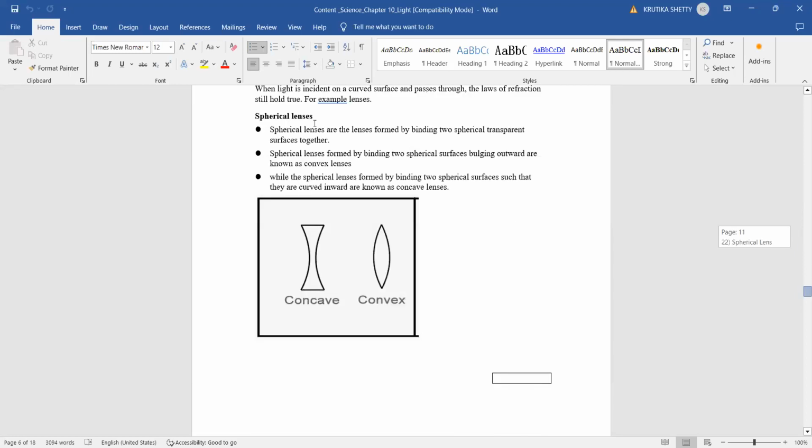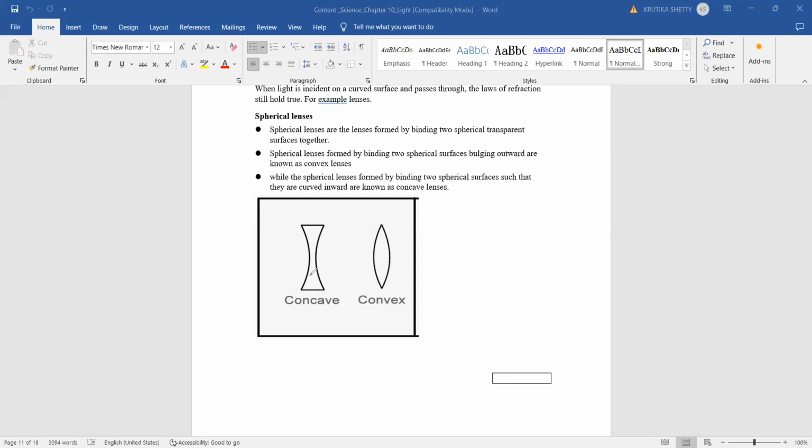So here you can see there are two types of lenses again, the concave lens and the convex lens. The lens is nothing but a curved polished piece of transparent material. That is called the lens here. If you see the convex and the concave lens, what is the difference in the picture?